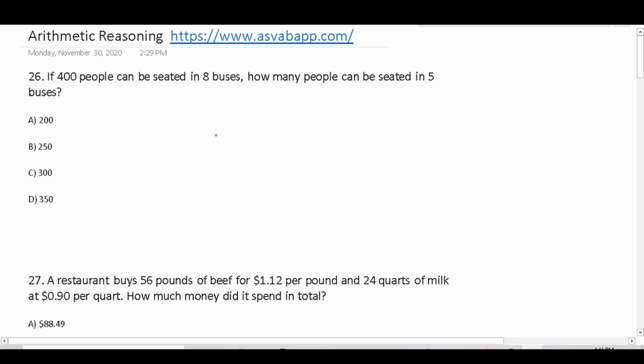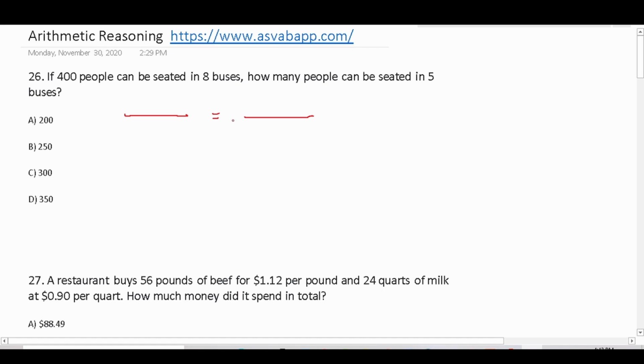All right, so number 26 says, if 400 people can be seated in 8 buses, how many people can be seated in 5 buses? So one strategy you're going to make use of a lot in the arithmetic reasoning subtest is to set up a proportion. And in case you haven't seen that in a while, a proportion looks like this. You have one fraction on the left equal to another fraction on the right.